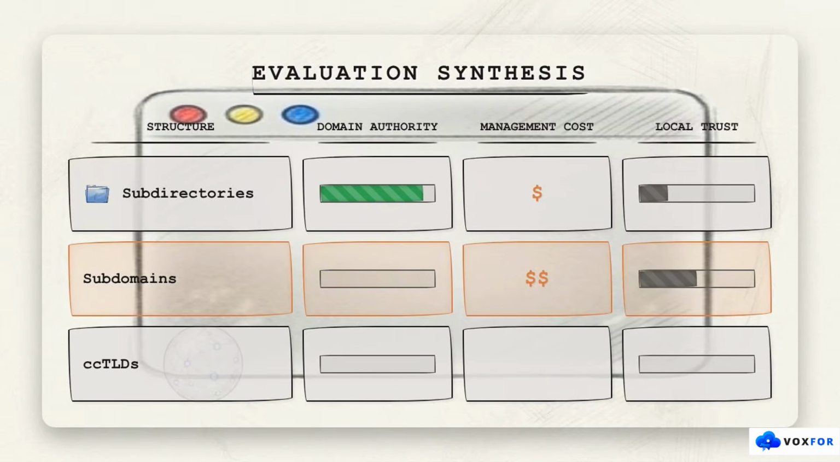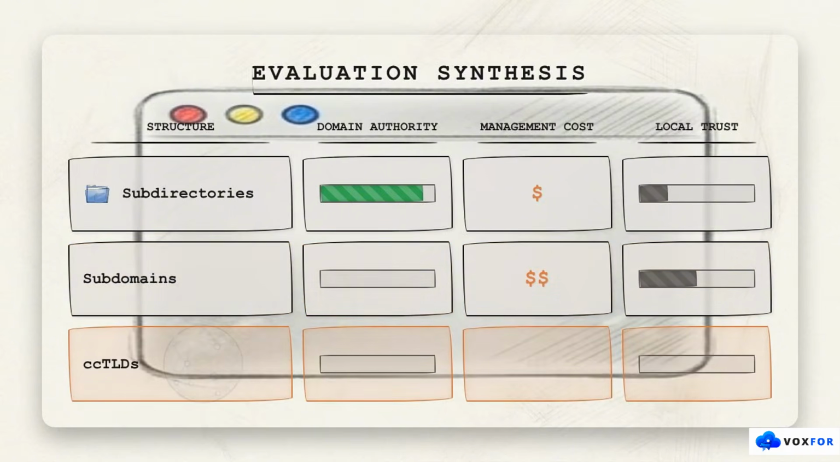Next are subdomains. They provide clean content separation and isolate regions on flexible hosting. But subdomains carry a major SEO penalty. Google treats them as separate entities. Your domain authority is diluted, forcing new variants to start from scratch.